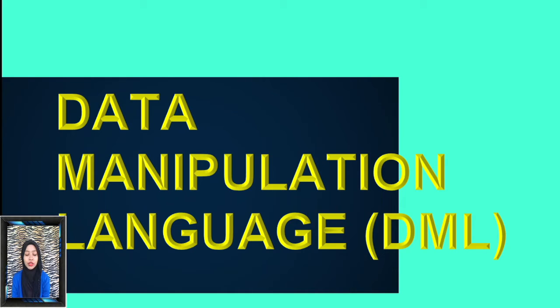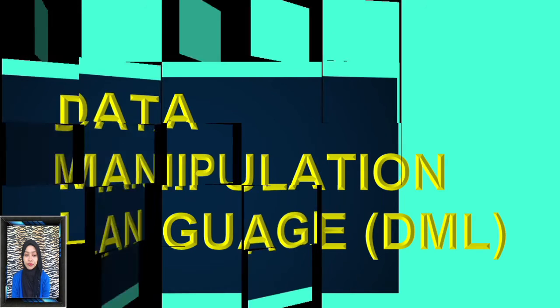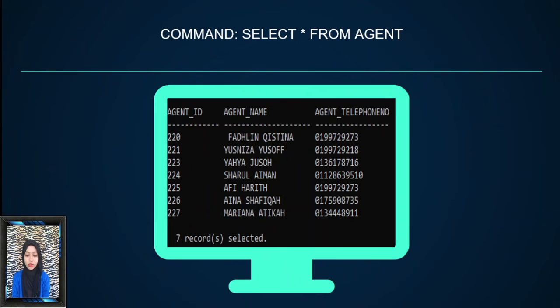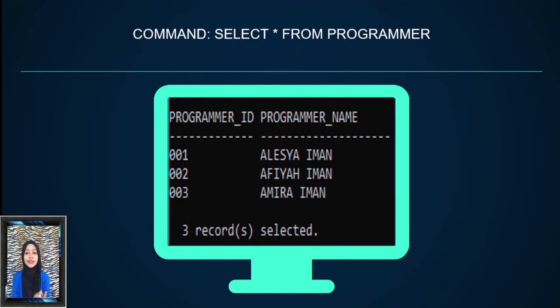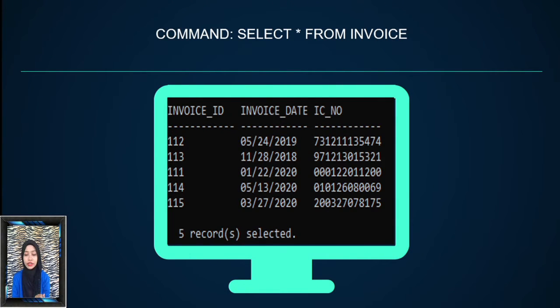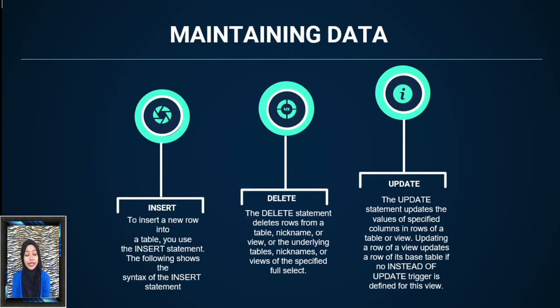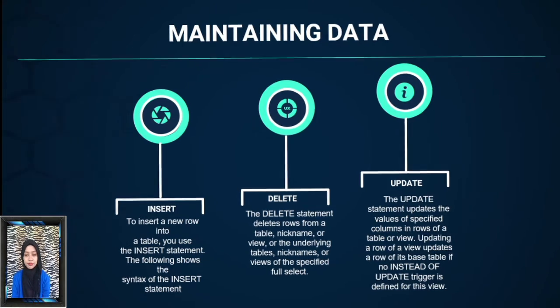For data manipulation language, DML, this is the command: select from agent. So this is how the tables look when you already insert the data into the table. So this is table agent, while this is table programmer, and last but not least, this is table invoice. So for maintaining data: insert, delete, and update.